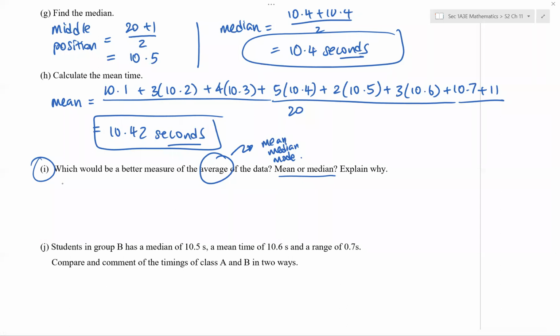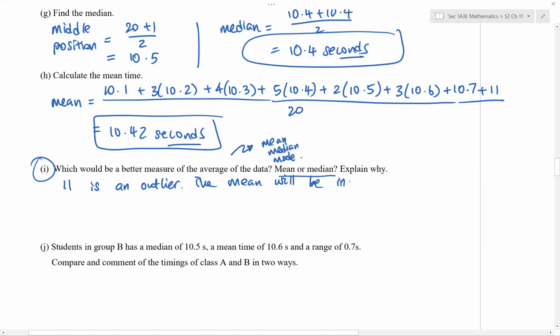So how do we present our answer? We say that 11 is an outlier. As long as there's an outlier, the calculation of the mean will be affected. So what is the effect over here? The mean will be increased. So it pulls up the mean, and we don't want that. Therefore, the median is a better measure of the average. Use the phrases in the question.